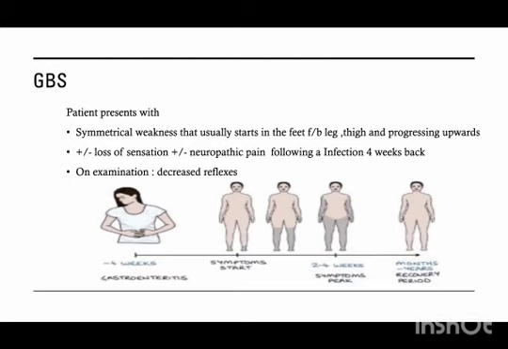Guillain-Barré syndrome: the patient presents with symmetrical weakness that usually starts in the feet, followed by the leg, thigh, and it progresses upwards. The patient may or may not complain of loss of sensation and pins and needle sensations. It is usually followed by an infection 4 weeks back. On examination, the patient has decreased reflexes due to the nerve inflammation, that is a polyneuritis condition.